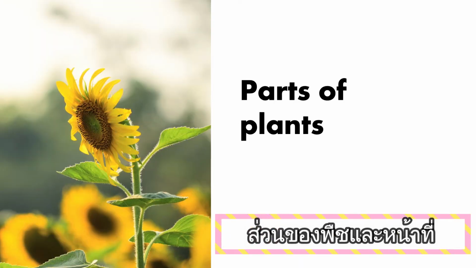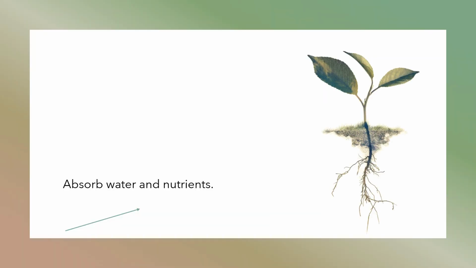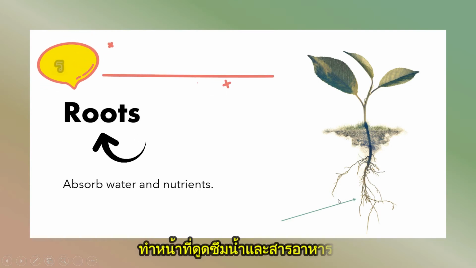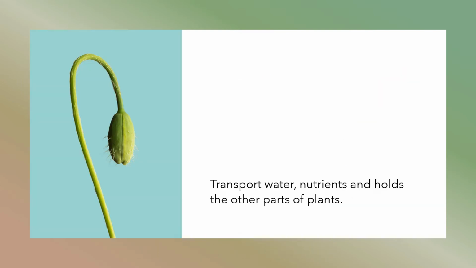Okay, so we will review the parts of the plants and their function. One part of the plant is roots. The function of roots is to absorb water and nutrients. That's the function of the roots. Absorb water and nutrients from the soil.